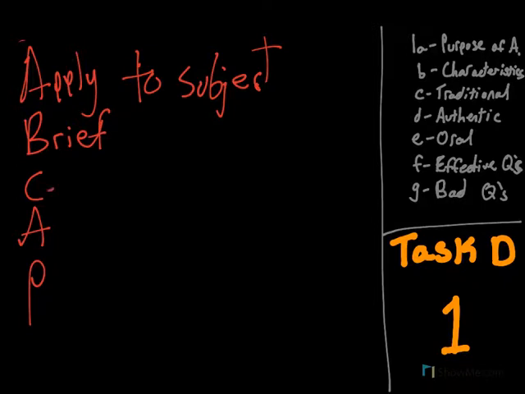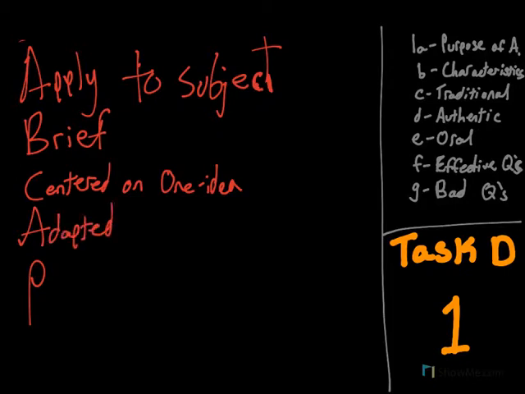Let's make sure our questions are centered on one idea. Again, don't mislead students and run everywhere with your question. Keep it brief, keep it on the subject, and don't start changing up the subject midway through. Keep it on one idea. Next, we want to make sure that our questions are adapted to the student's ability. I mean, this one should be pretty straightforward here.